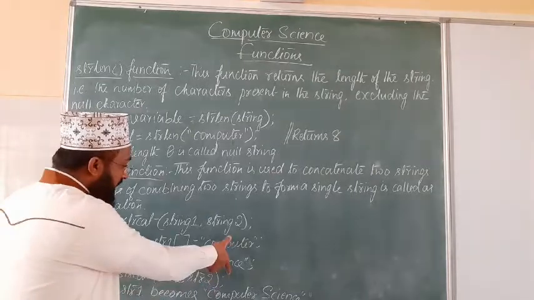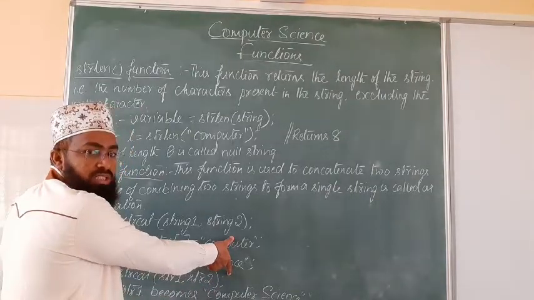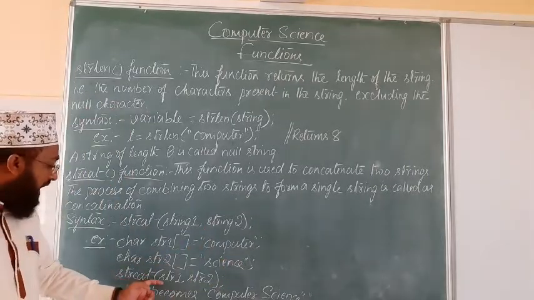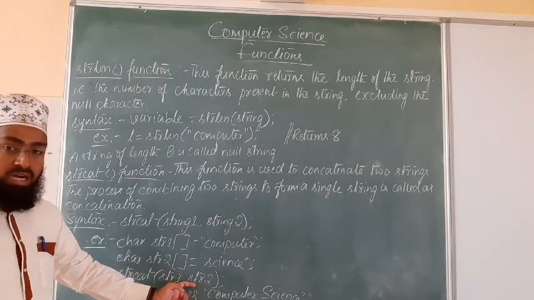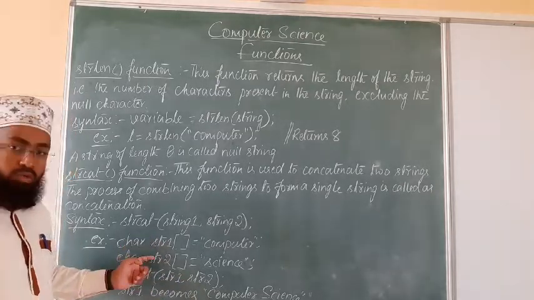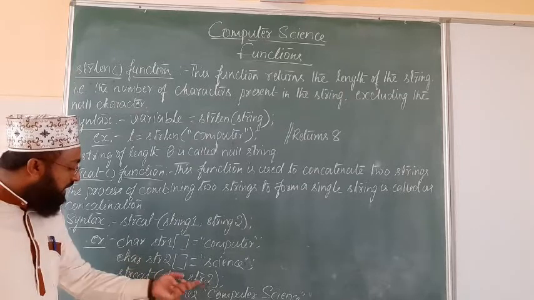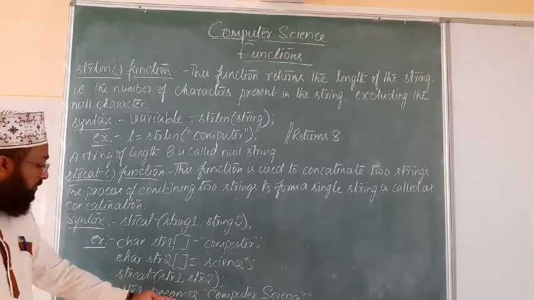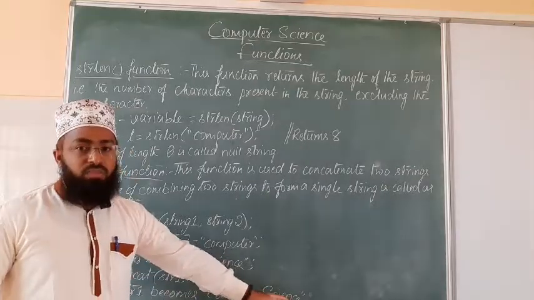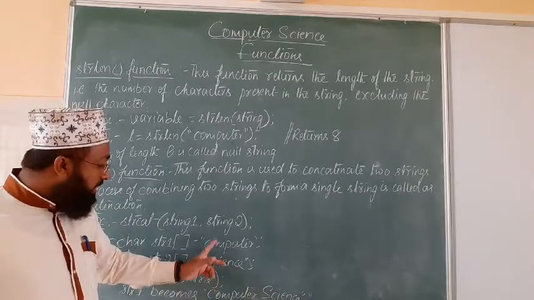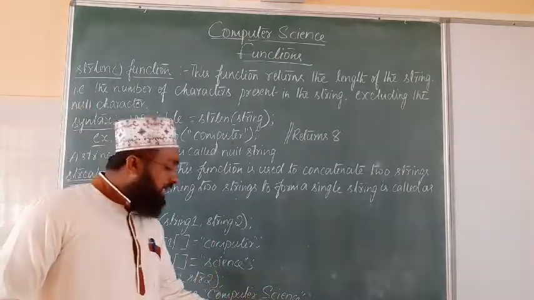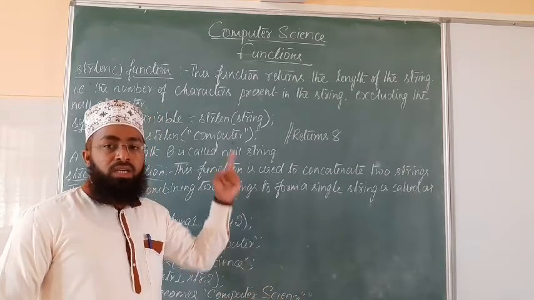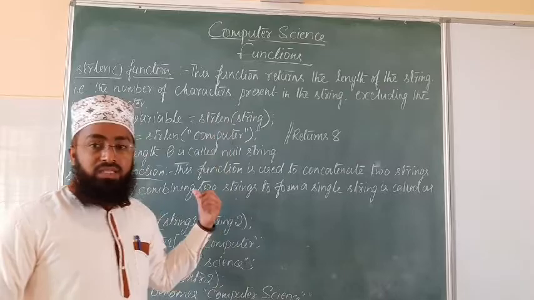Now we have to concatenate these two strings. It means combining these two strings. For this, we will use strcat, str1, str2. If we use strcat with str1 and str2 under the parentheses, then the result will be computer science. It will combine these two strings and make them a single string. So these are the workings of strlen as well as strcat.